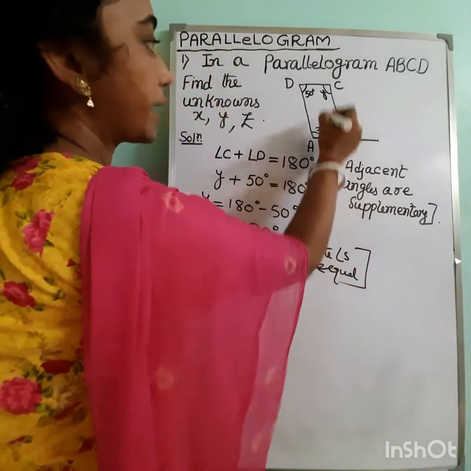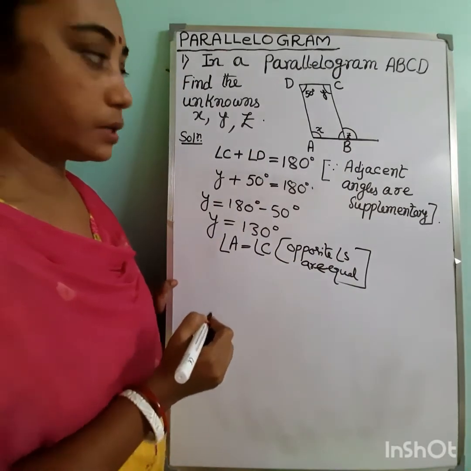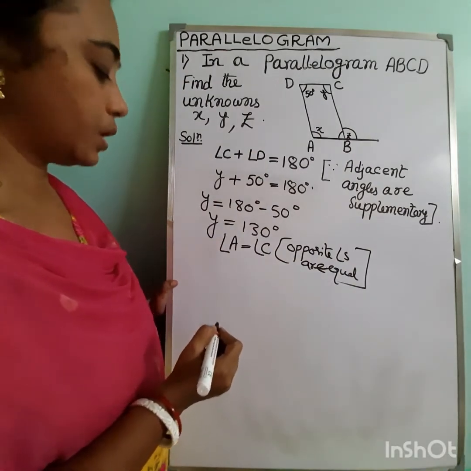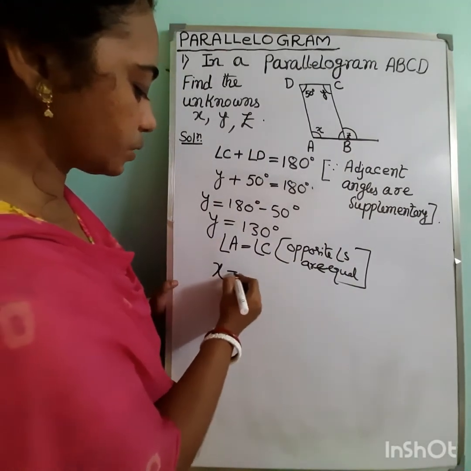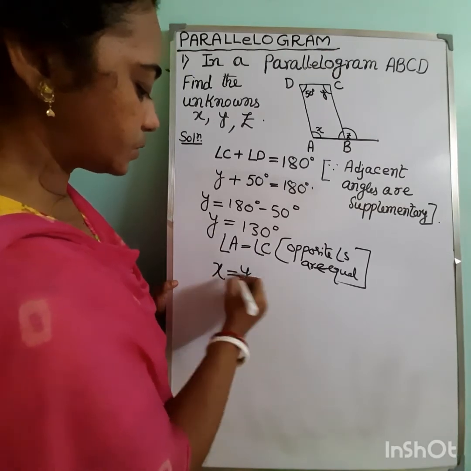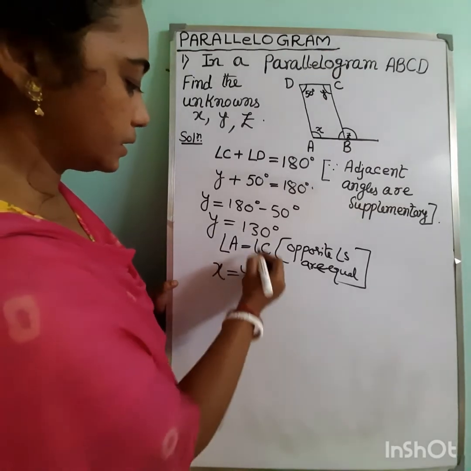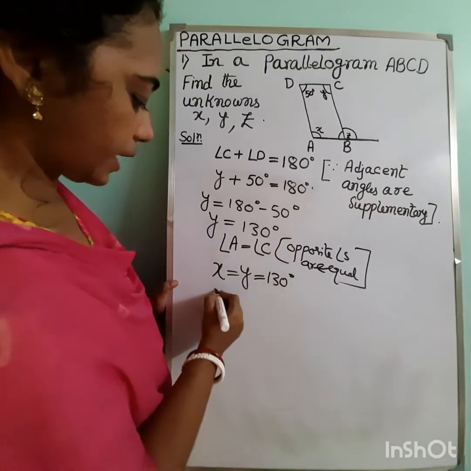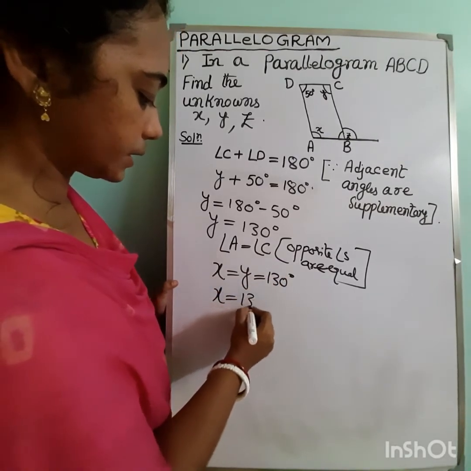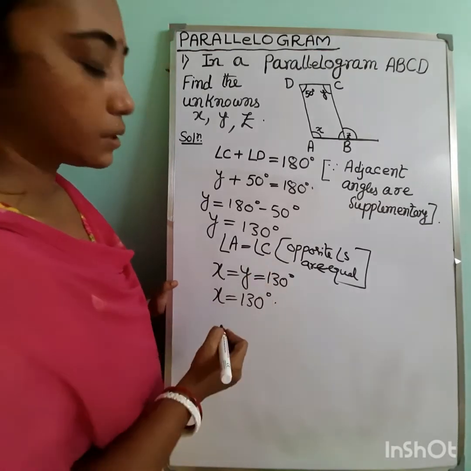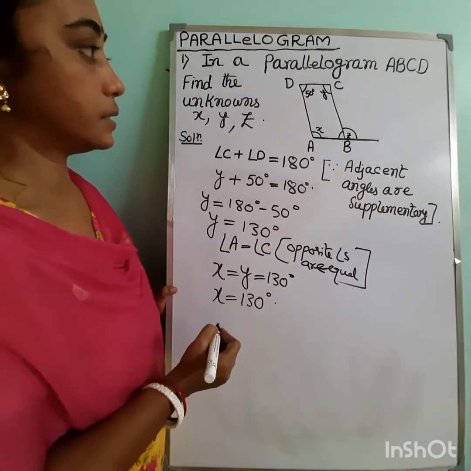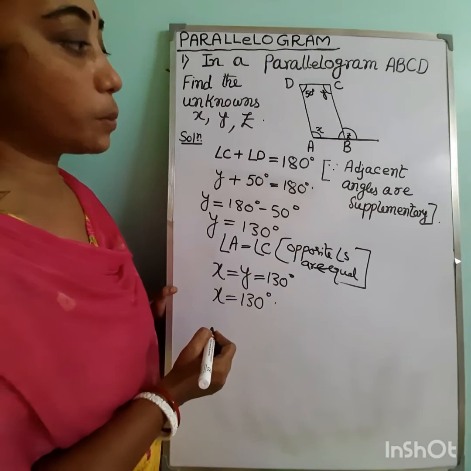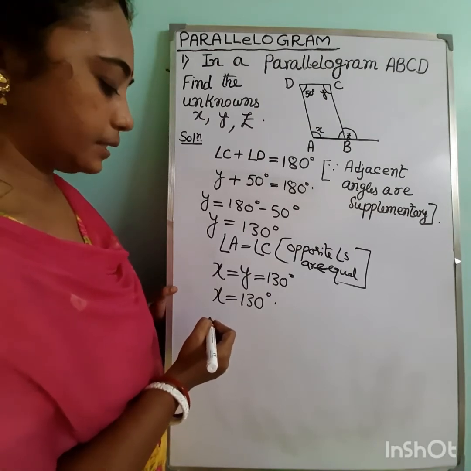So as these two angles are opposite angles, and we know in a parallelogram opposite angles are equal, so we can write that x is equal to y. That means what is the value of y coming here? That is 130 degrees. So we can write x is equal to 130 degrees. That means the value of x is 130 degrees, or we can say that the measure of the angle A is 130 degrees.